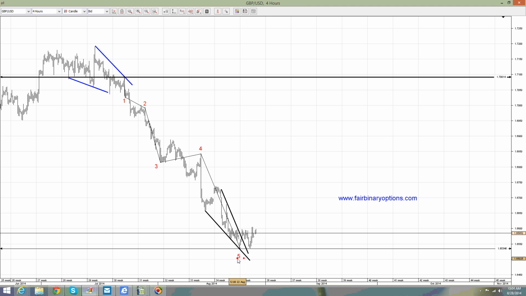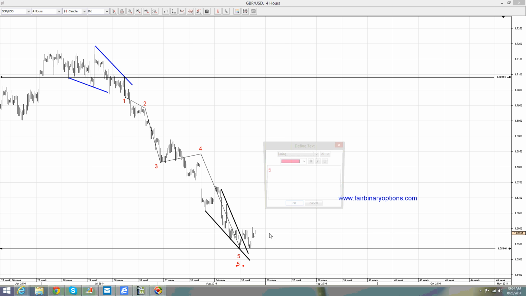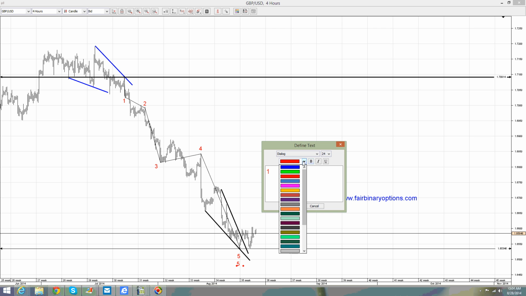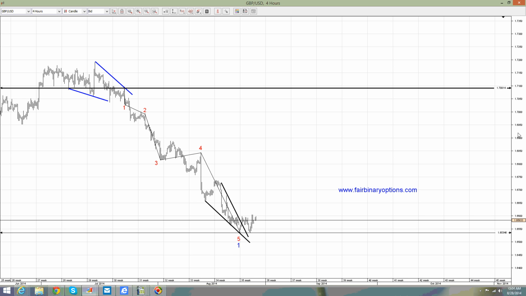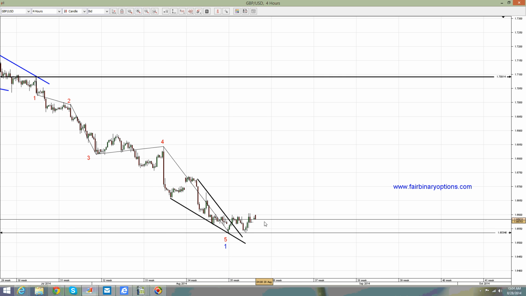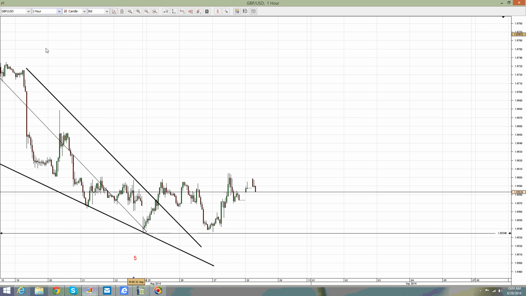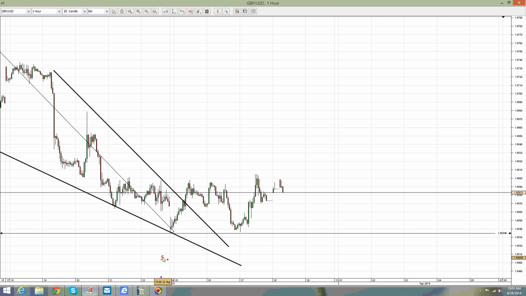What next? Well, this in my book is only the end of a first wave of a bigger degree, and now we should look for more weakness to come if this will turn out to be a running correction like I'm expecting. Now usually a running correction comes with a flat pattern after the five-wave structure. Well, what do we have here? If you go on the 1 hour chart, what do we have here from this moment of time? Remember, this is the fifth, and this is the end of the first wave.